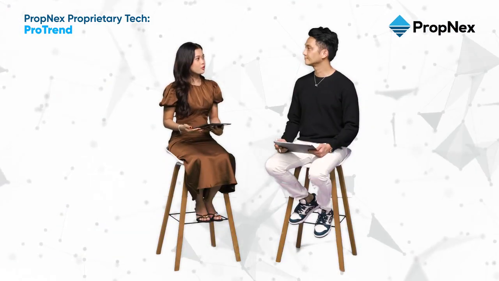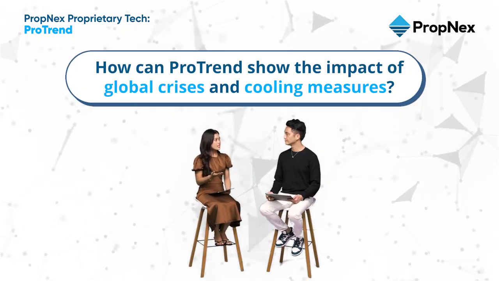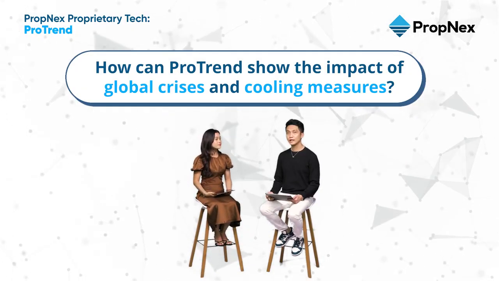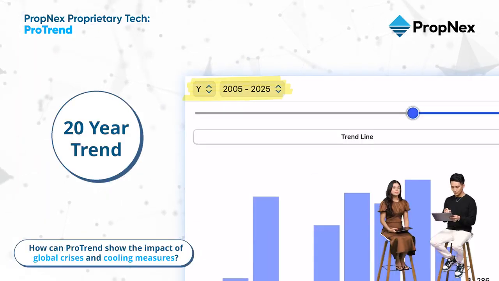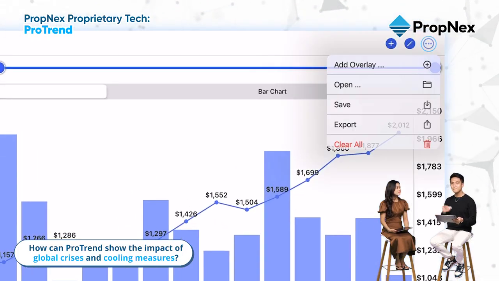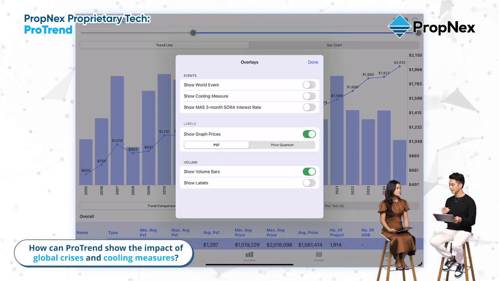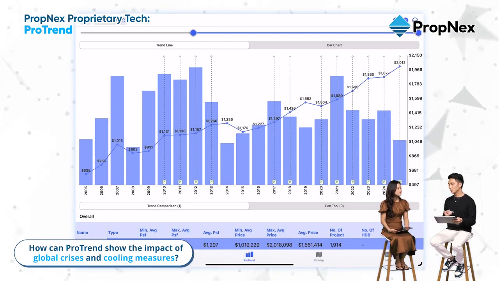Jason, I have a question for you. So how exactly can ProTrend actually show us the impact of world crisis and the cooling measure? Sure, I can show you this demonstration for this case study. Okay, so I'm going to analyze a 20-year trend to see if the world crisis and cooling measures have any impact to our Singapore property trend, right? So I'm going to put an overlay of cooling measures first and take a look at the chart.